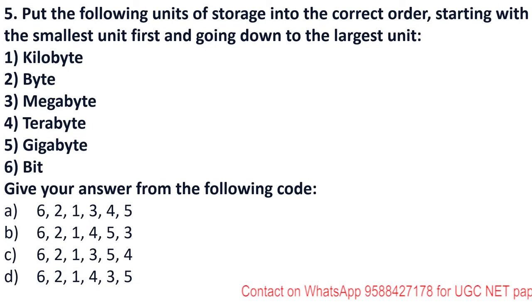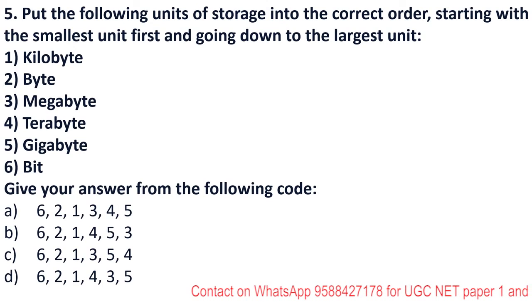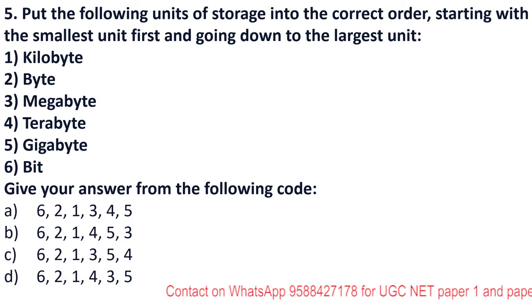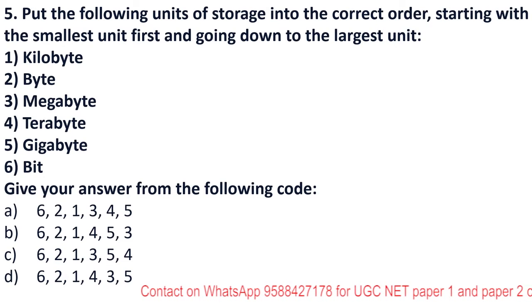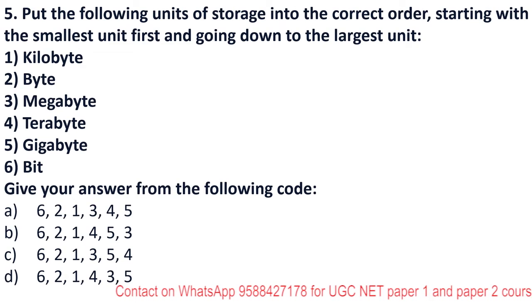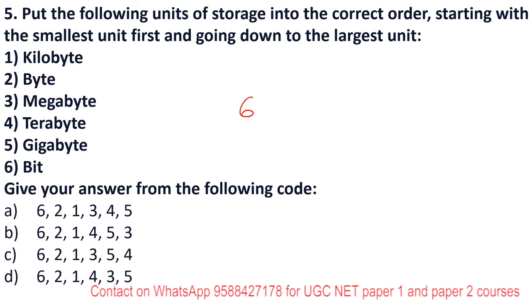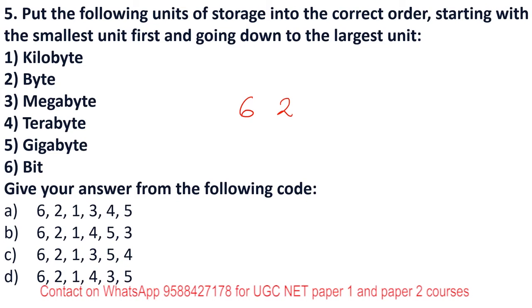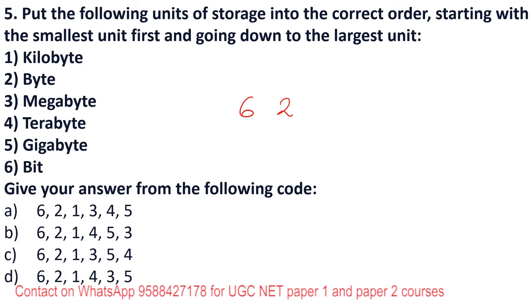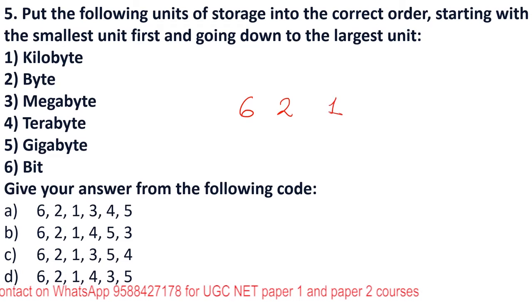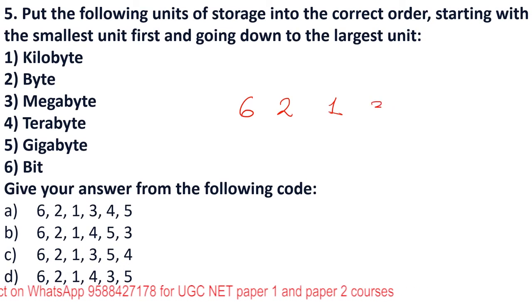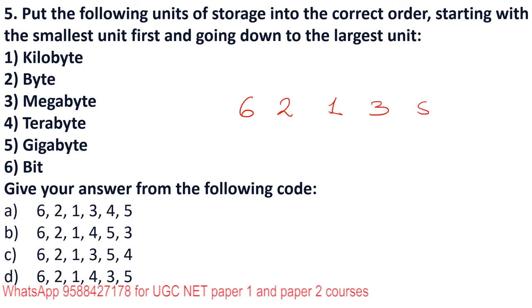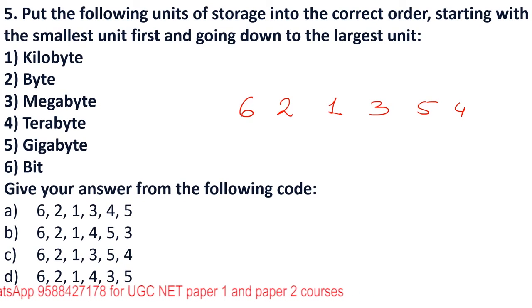Next is, put the following units of storage in the correct order, starting from the smallest unit going to the largest. So they're asking you to arrange the storage units into ascending order. As we all know, the basic storage unit is bit. Then 8 bits combine and form a byte. Then 1000 bytes make a kilobyte. So it is 6 to 1. Then after kilobyte, students, comes megabyte, 3. Then comes gigabyte, 5, and then comes 4. 1, 2, 3, 6. So if we look at the options, the right answer is option C.